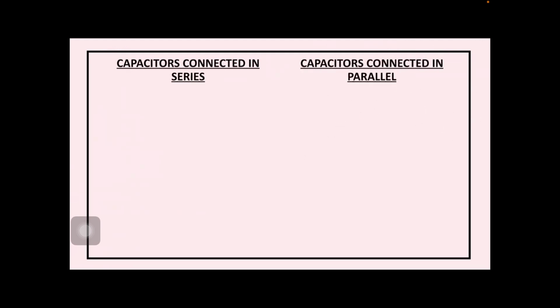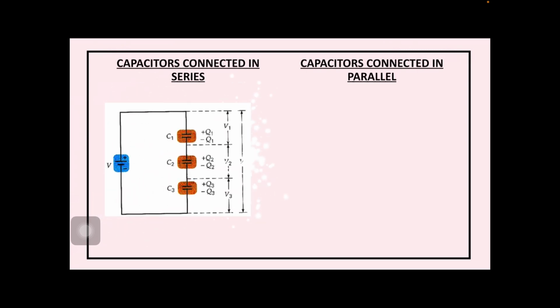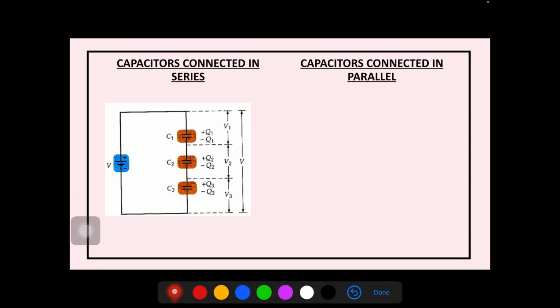Okay, capacitors can be connected in series and parallel in a circuit. So this one shows that C1, C2 and C3 are connected in series. This is because the current flow or the charge flow from the voltage passes through C1, C2 and C3 in only one route. So we call this combination series.